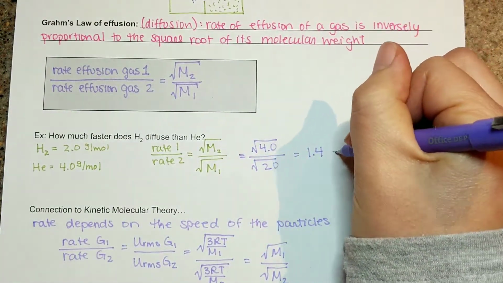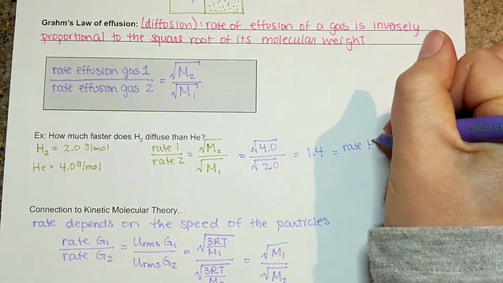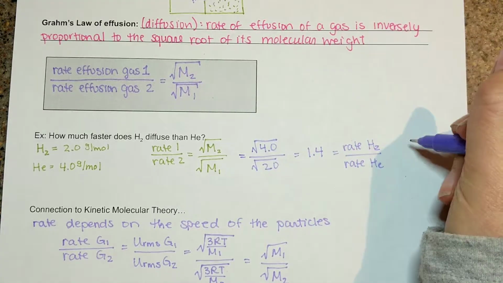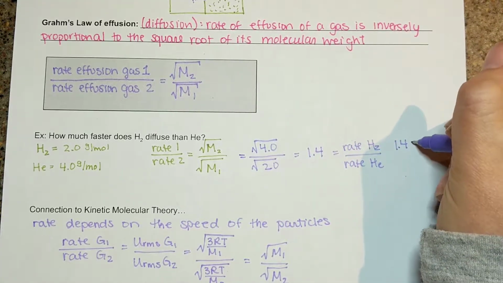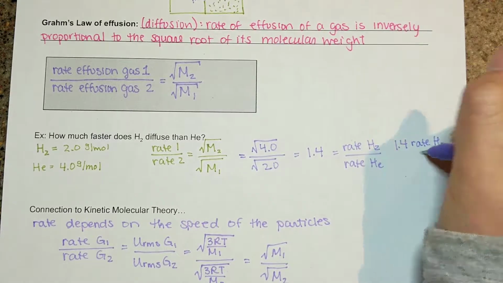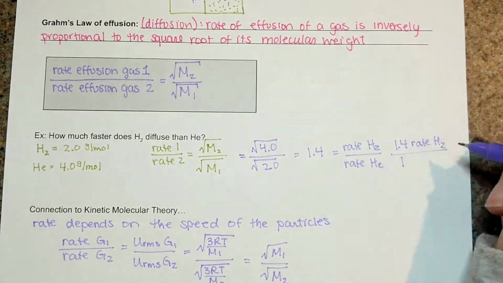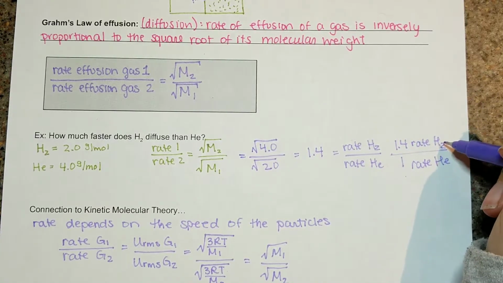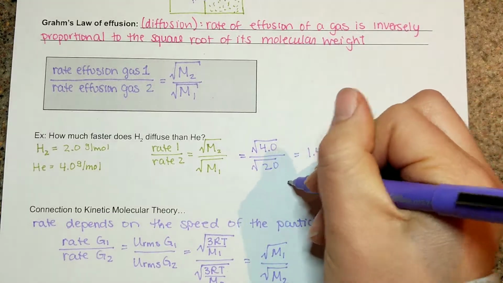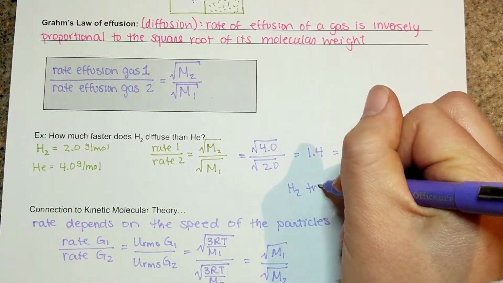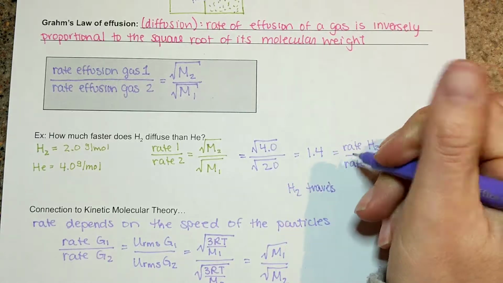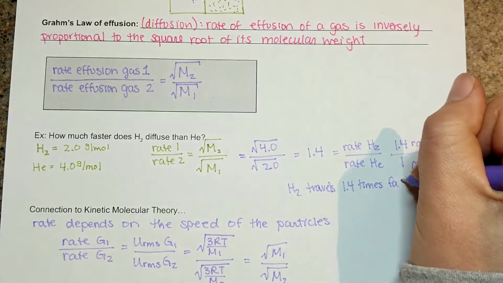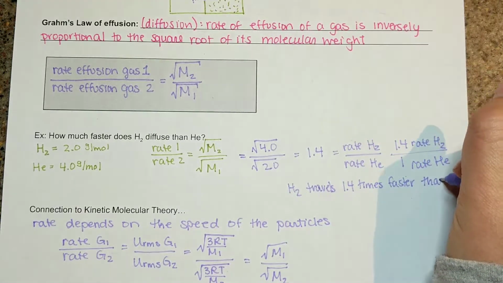And that's equal to the rate of hydrogen over the rate of helium. So I get 1.4 rate hydrogen over 1, because it's on the bottom, 1 rate of helium. And that means that hydrogen travels 1.4 times faster than helium. So I'd write that hydrogen travels, or diffuses, 1.4 times faster than helium.